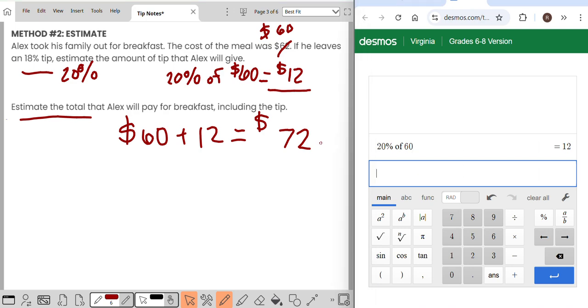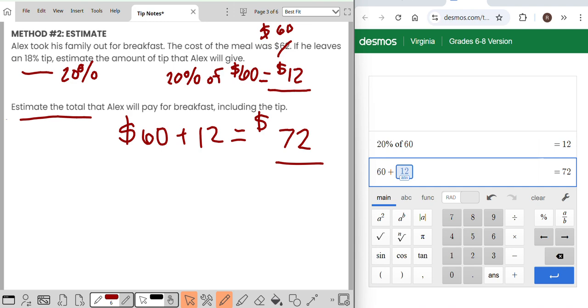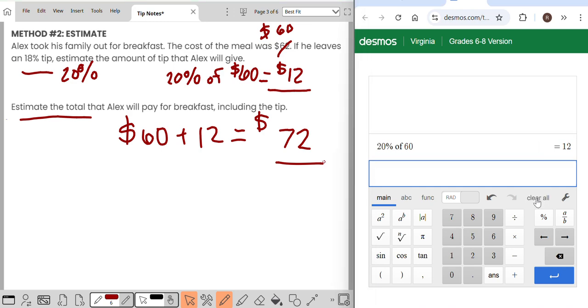So I can show you again how to go ahead and do this in Desmos. We know that we always put the cost, the cost that you are paying first. Then, like I said, you add a tip. But instead of typing in that 12, let's practice using this ANS button. That way you don't have to worry about mistakes, and it pulls the 12 down for you to add it, giving you 72 as a total. All right, let's go ahead and check method number 3.